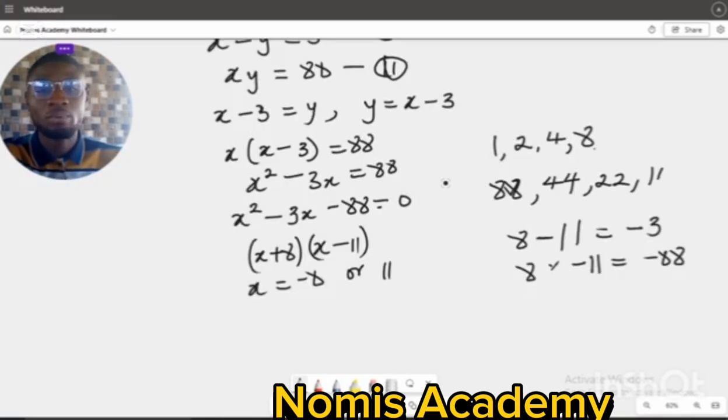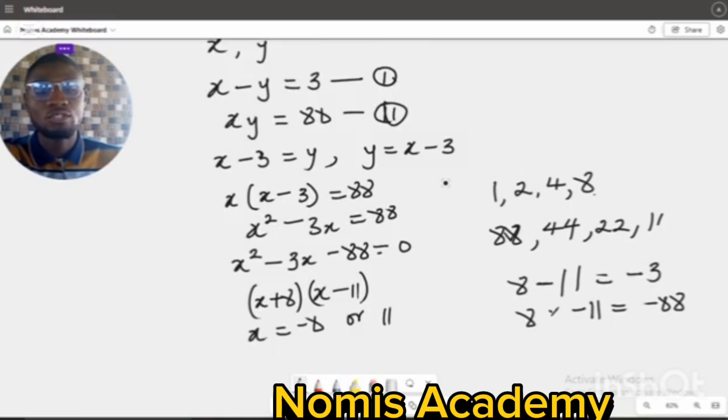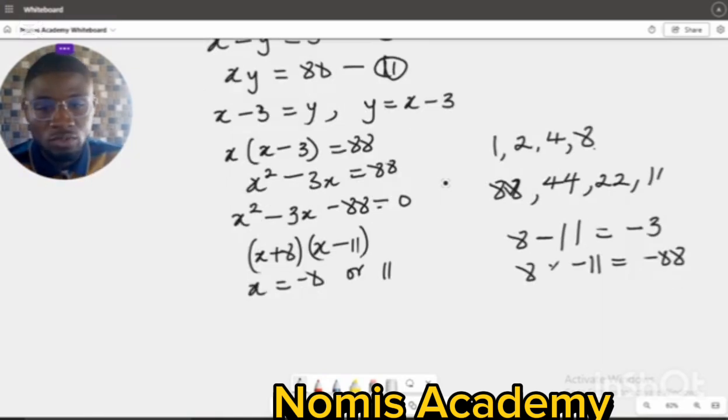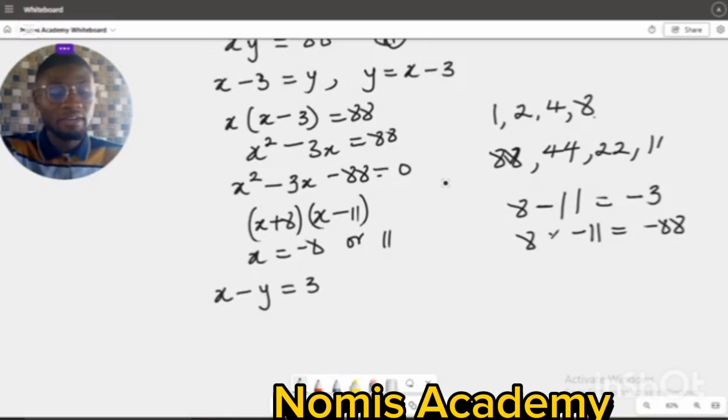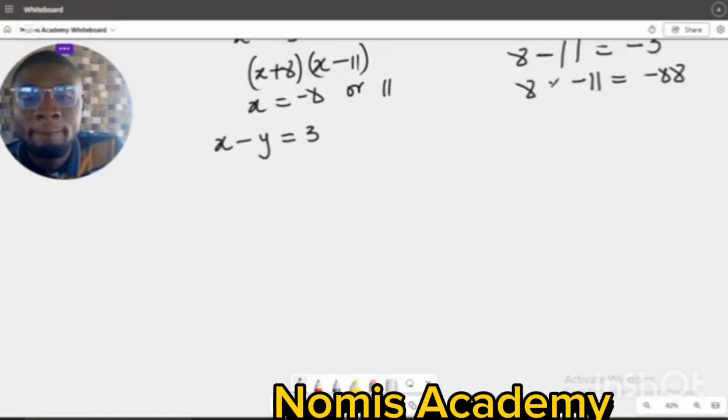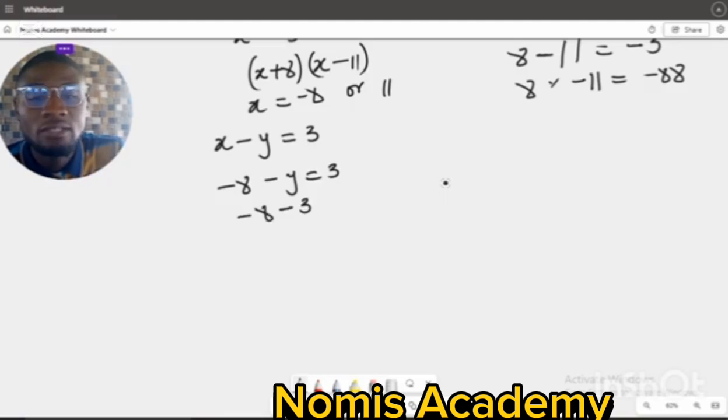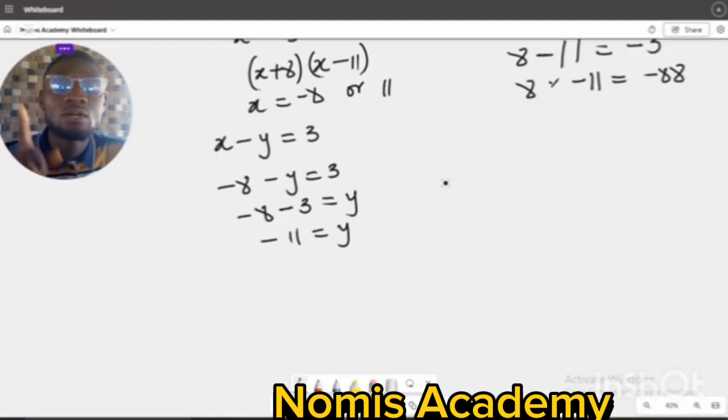Now remember that x minus y is equal to 3. So whatever value of x we want to take, let us check. Let's take minus 8 first. Minus 8 minus y is equal to 3. So we can tell that minus 8 minus 3 is equal to y. So minus 11 is equal to y. So when x is equal to minus 8, y is equal to minus 11.